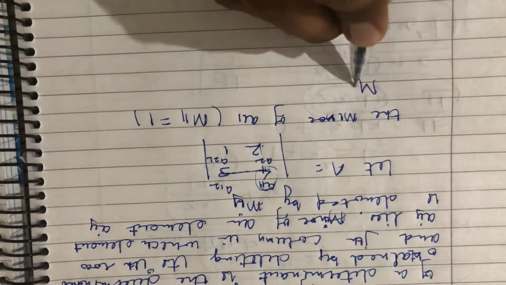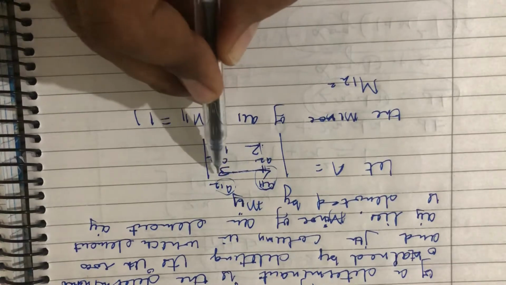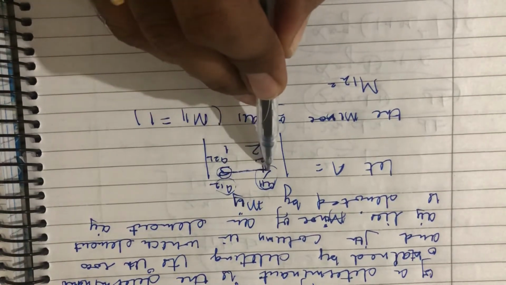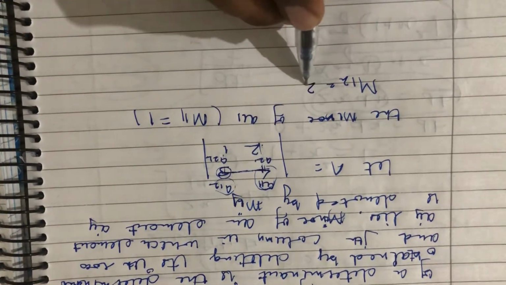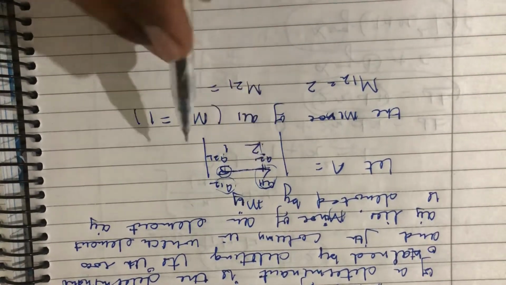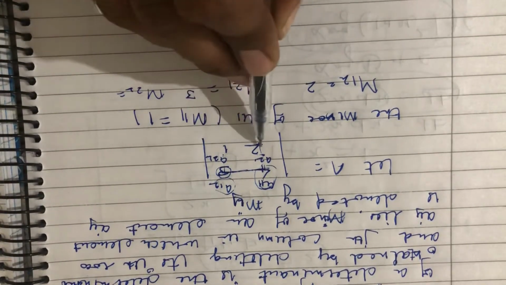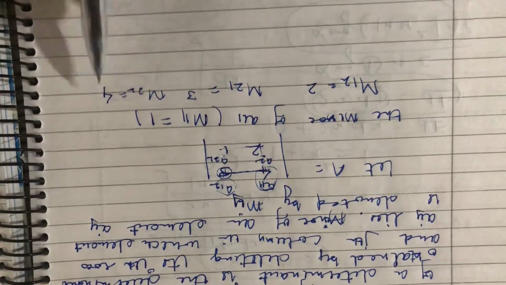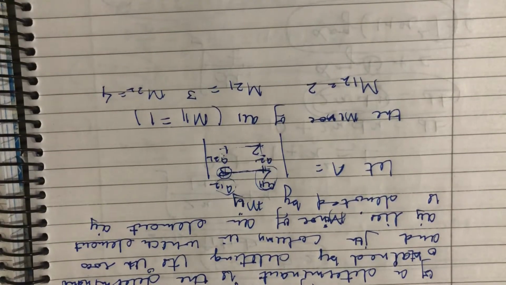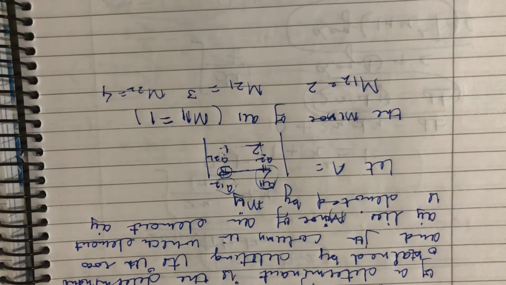Then M12, we are at the 12 element. Then delete the corresponding row and column, which gives 2. M21, cross and cross, it is 3. M22, we are here, delete this row and column, it is 4. Clear? This is the minor of a given determinant. Clear about the minors?